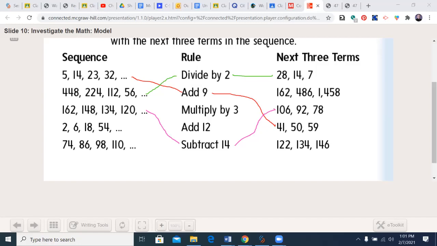Now it's times 3, times 3. Okay, so multiplied by 3. 54 times 3 is going to be 150 plus 12, 162. So there we go. And even though there's only one left, let's still look at it without peeking. It went up 12, up 12, up 12. So let's add 12. And 110 plus 12 is 122.